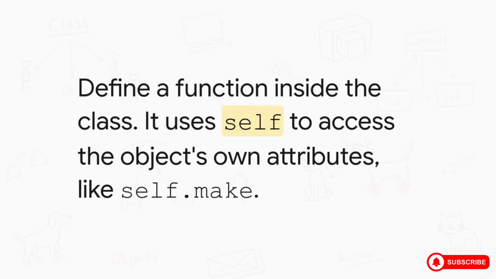So let's add one to our code. We just define a function, drive, right inside our Car class. Now, notice it takes self as its first parameter, just like __init__ did. This is absolutely crucial because it gives the method access to the object's own attributes. So inside our drive method, we can now use self.make and self.model to print out a custom message. And just like that, the data and the action are finally, truly bundled together.